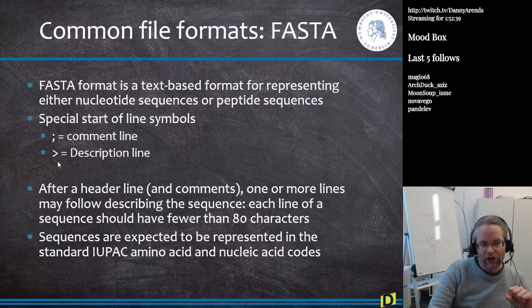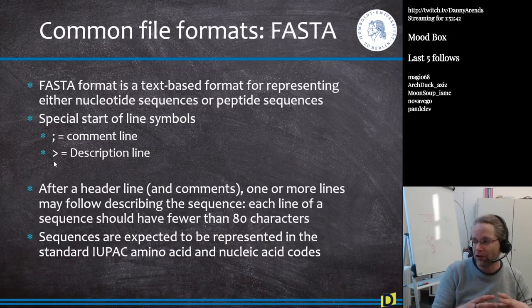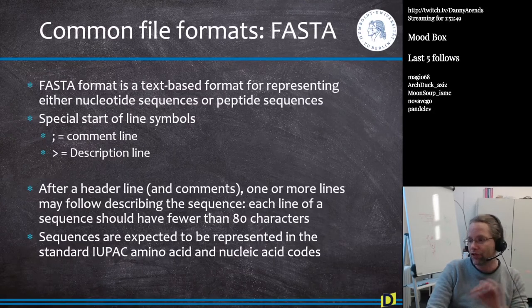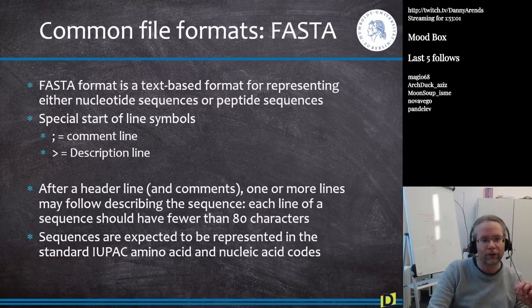So that you can add a comment saying that, oh, there's something in this sequence. And then we already saw this multiple times, the FASTA format, the first line in the file generally starts with this larger than symbol, and then you have the name or the description of the sequence, and then you have the sequence, and then you have another description line saying that, okay, so now I know that I'm going to have the second sequence. Right. So after a header line and comments, one or more lines may follow describing the sequence. Each line of a sequence should have fewer than 80 characters. And generally we go for 60 characters per line.